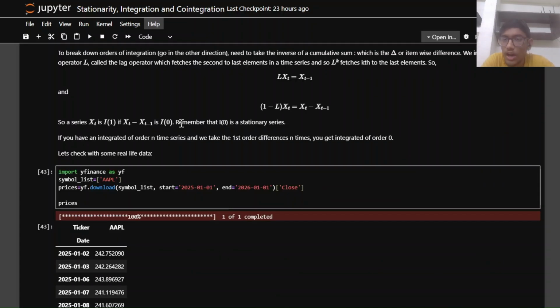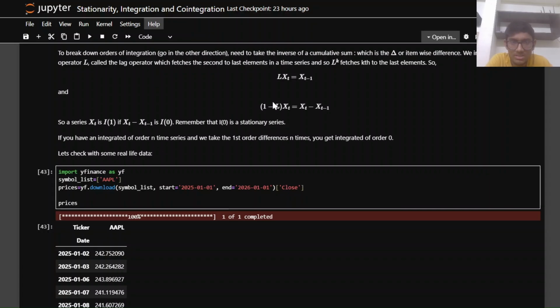Now let's look at how you break down orders of integration, or basically go in the reverse direction. Well, one would need to take the inverse of the cumulative sum which we have taken earlier, which is basically the delta, or the itemized difference. And so we introduce this new operator called L, which is just the lag operator, and it fetches the second to last element in the time series. So basically, it just fetches the element before that particular element. And so by definition, L^k will just fetch the kth to the last element.